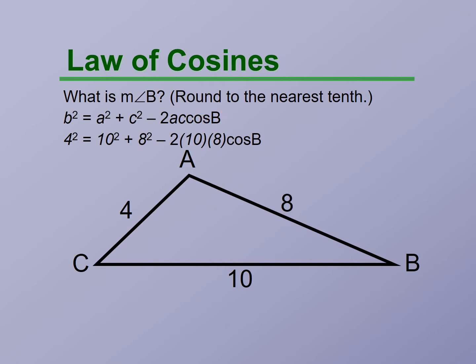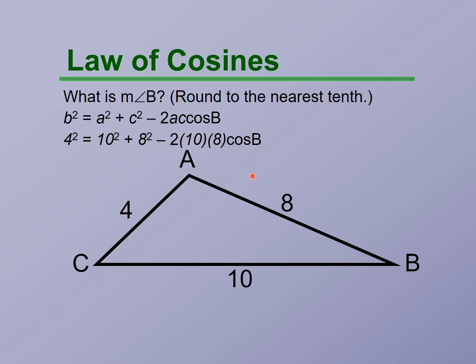B is 4, so that's why we have 4 squared here. A is across from angle A, which is 10, so 10 squared will go there. And then C, which is across from angle C, is 8, so we have 8 squared here, minus 2 times A, which is 10, times C, which is 8, cosine angle B. And remember, we're trying to solve for angle B.